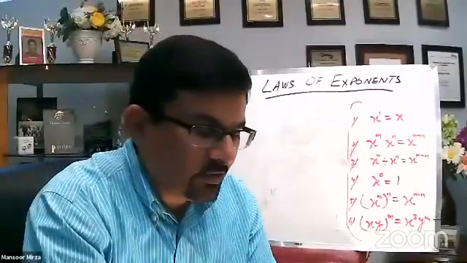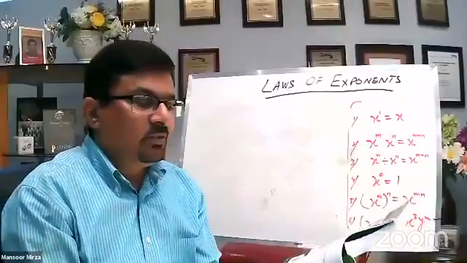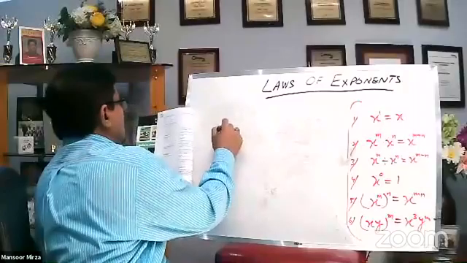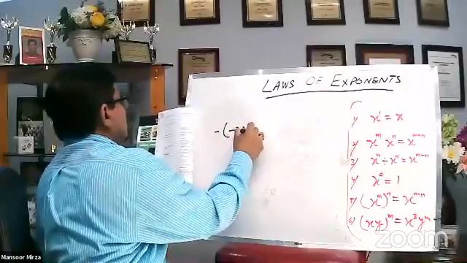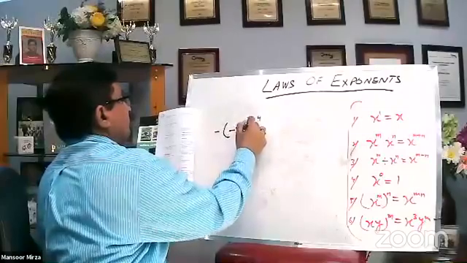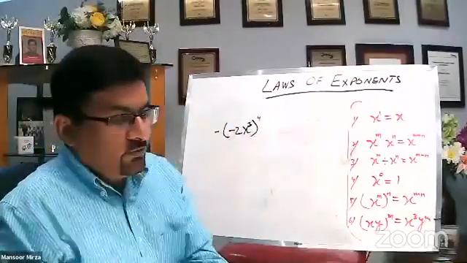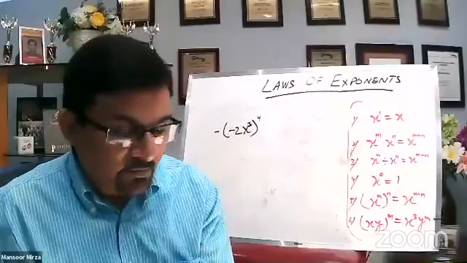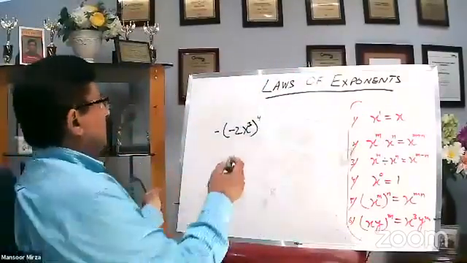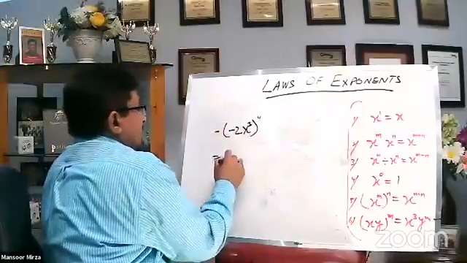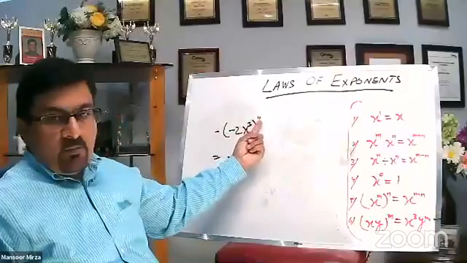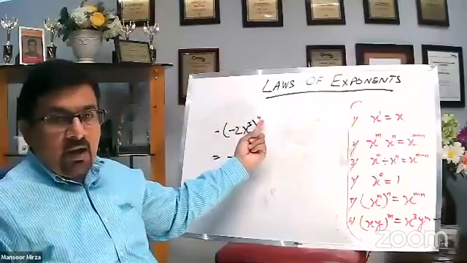So this question was, what is the simplified form of the expression? So the expression is minus 2x to the power 3, all to the power 4. In this case, remember, we will just review these laws. This negative sign will remain negative. Always remember, this negative has an even number as an exponent.